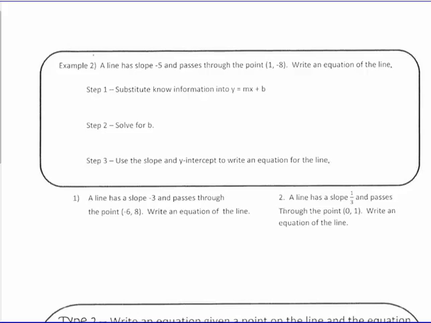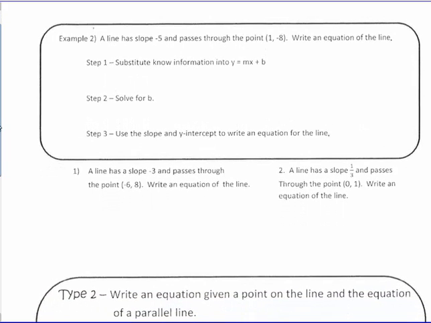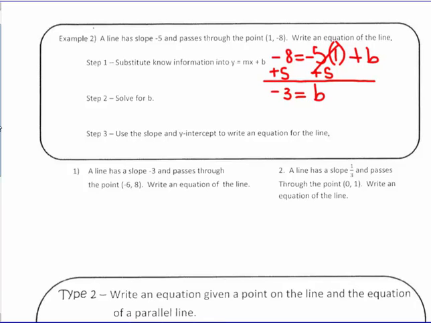Number 2, a line has a slope of -5 and passes through the point (1, -8). Write an equation of the line. So substitute what you know into y equals mx plus b. So I know -8 has to equal -5 times my x, which is 1, plus some b. So adding 5 to both sides, I'm going to get that -3 must equal the b. Okay, so my equation, having solved for b, is y equals -5x minus 3.